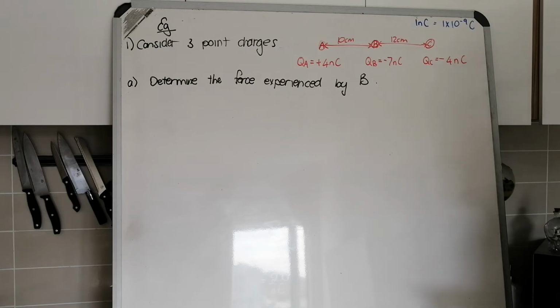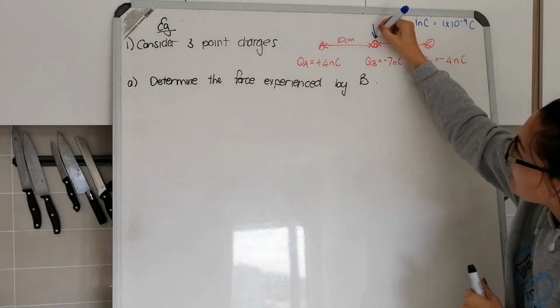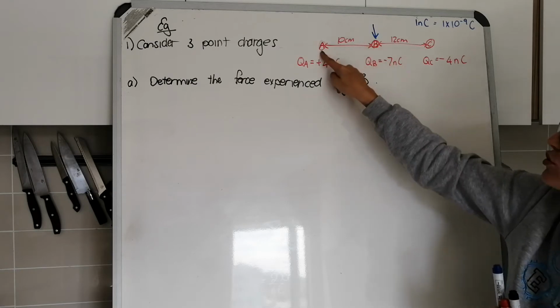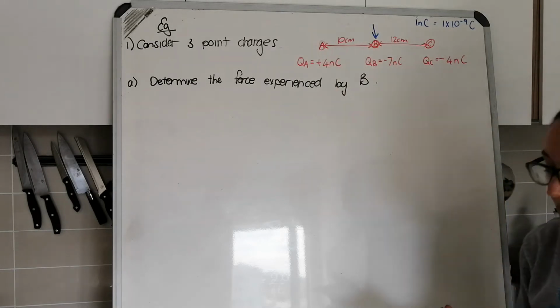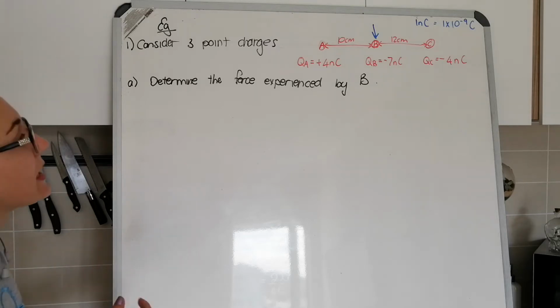Then they ask to determine the force experienced by B. So we are interested in B, which means the forces experienced by B will be due to A and due to C. There'll be 2 forces experienced by B. Now the way we do this, first off, we determine which direction each of those 2 forces will be. So I'm going to do this graphically. The way I've done it on the notes is by writing it down, but I think it's easier to see if it's graphically done.